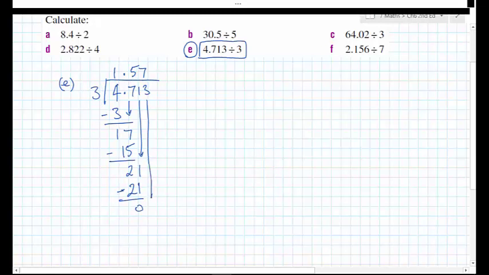I then bring that 3 all the way down here, okay, and I end up with 3 divided by 3 is 1. I have 1 times 3 gives me 3. I take those away from one another and I end up with 0 as my remainder. So I now know that this is my answer up here. Okay, and so that's my answer of 1.571. Okay.